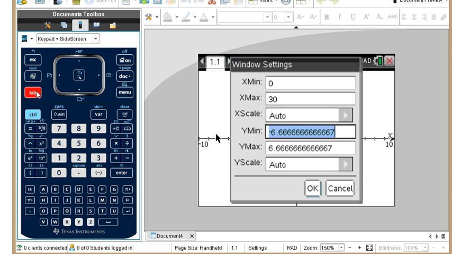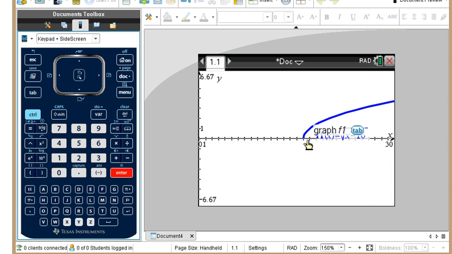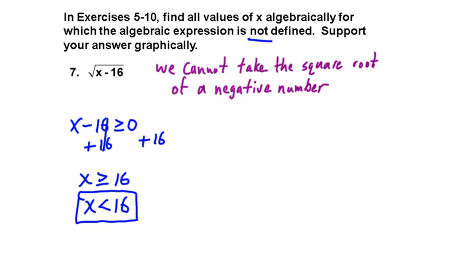And this is what we see. We see the function being defined at 16 and to the right. So what is not defined is x is less than 16. So that confirms our correct answer here.